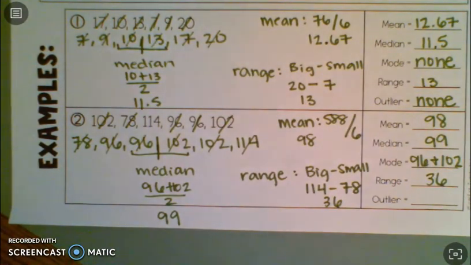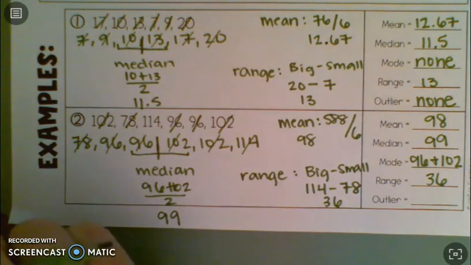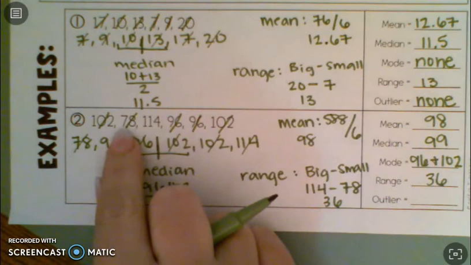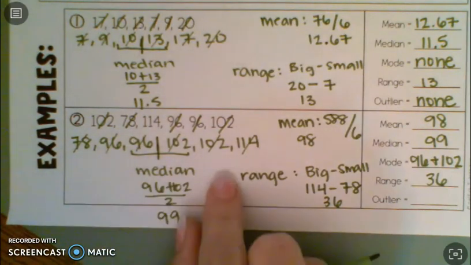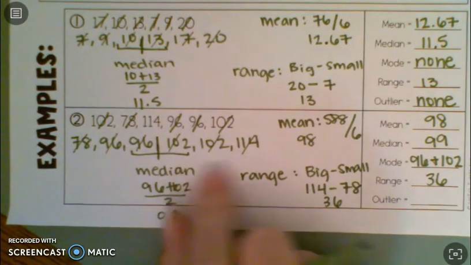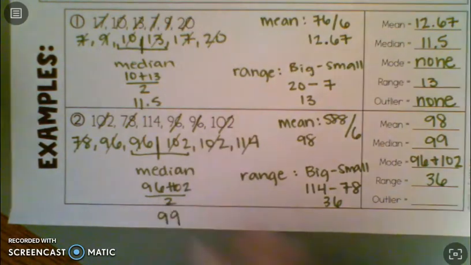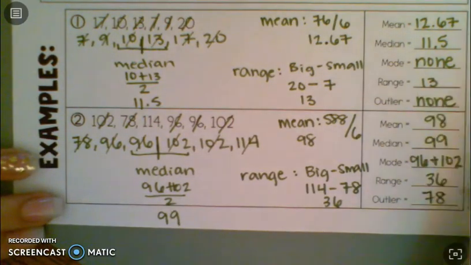And finally, we have outliers. So right now, we're not actually calculating to see if there's an outlier. We're just looking at small numbers versus big numbers. So 78 is significantly smaller than all of the other numbers. All the other ones are close to 100. So we're going to say 78 is an outlier.